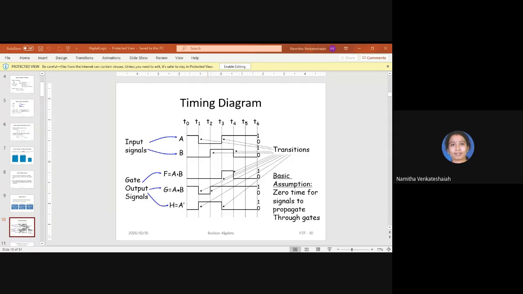Students, please reply to me in the chat window. Anybody who didn't understand the timing diagram? This is very important for further modules. Did you understand the timing diagram?